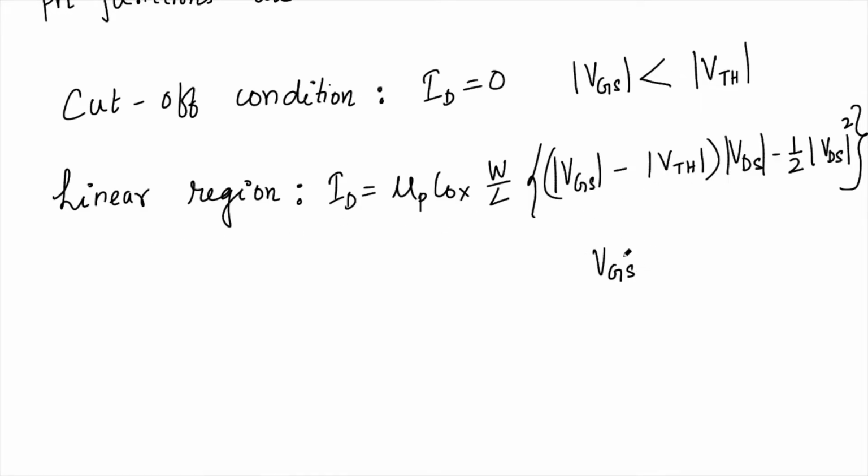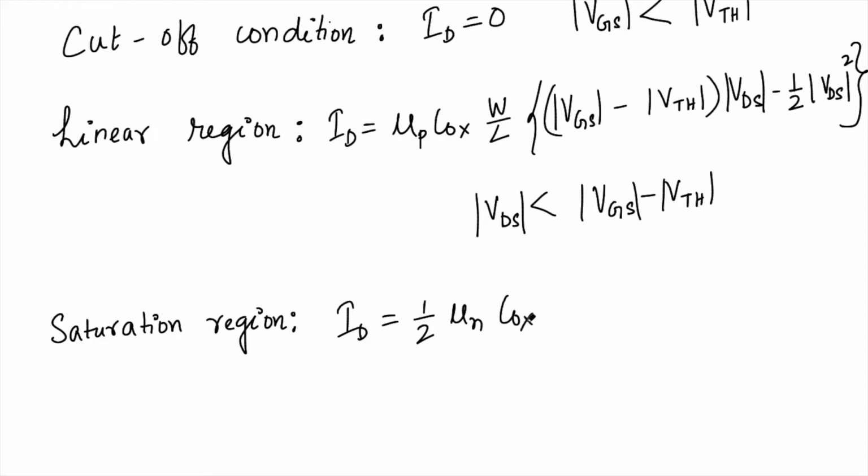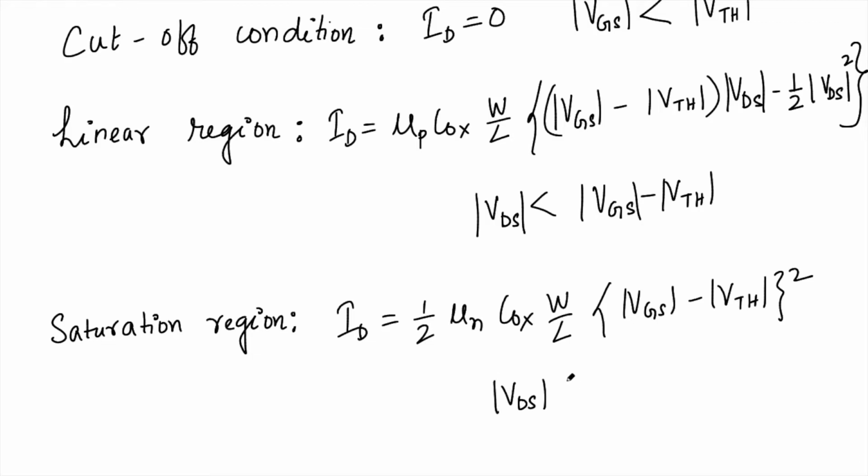So again, for this linear region we have VDS still very small, VDS is still lesser than VGS minus VTH, and in the saturation region my ID is given by half μn CMOS W by L (VGS minus VTH) whole square, and in this case my VDS is greater than or equal to VGS minus VTH.